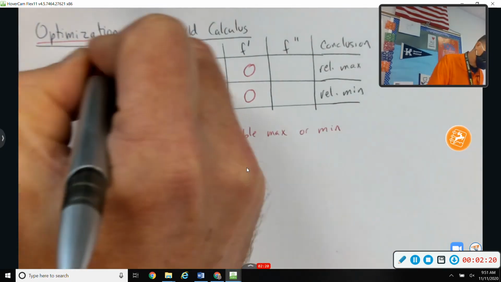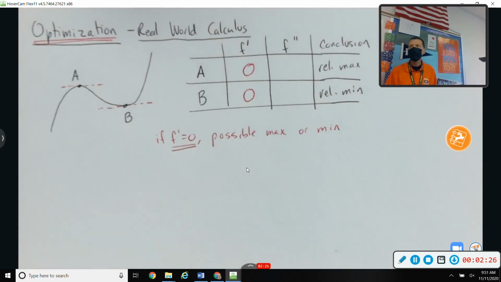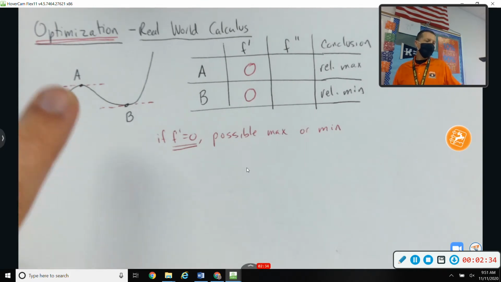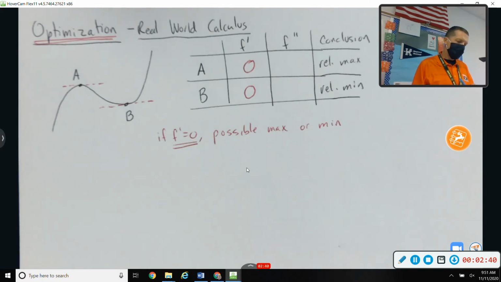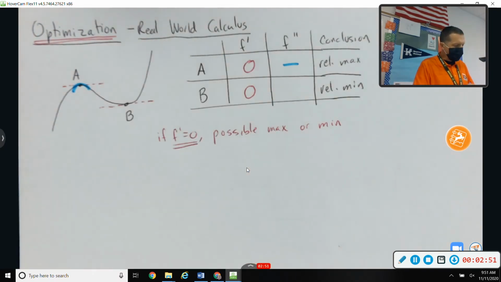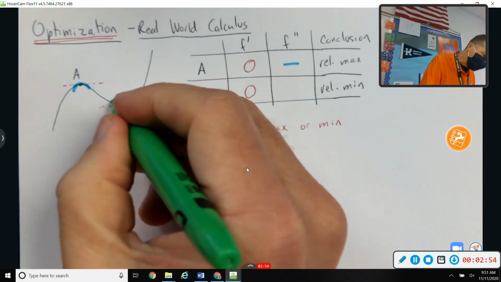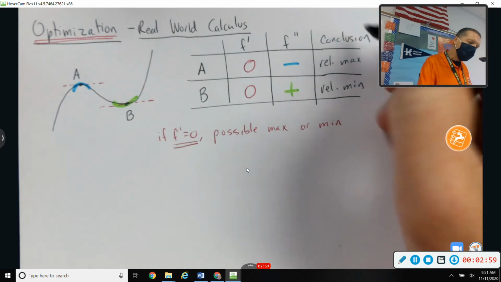So optimizing means we're going to be searching for maxes and mins, so we'll be looking for where f prime is 0. The trick is you can't just stop there, because if all you know is that f prime is 0, you don't know if you got a max or a min. What's the second derivative at A? Yes, you mean negative, because it's concave down. And the second derivative at B is positive because it's concave up.